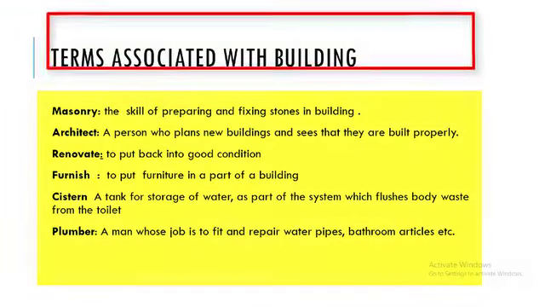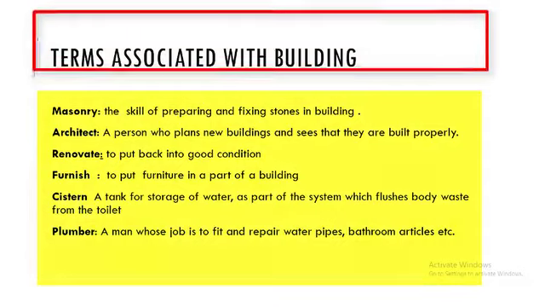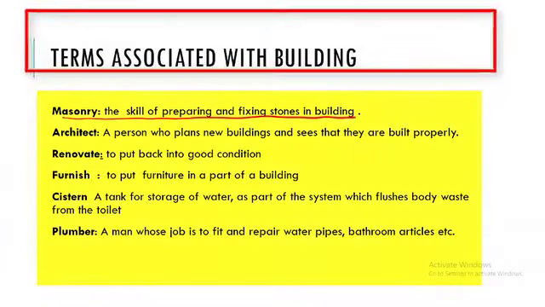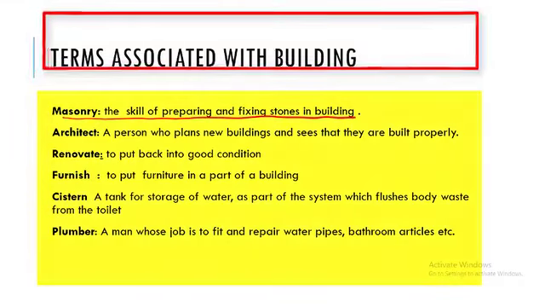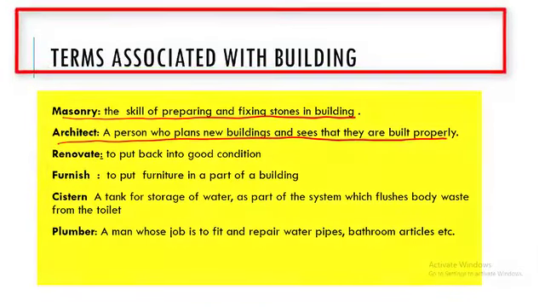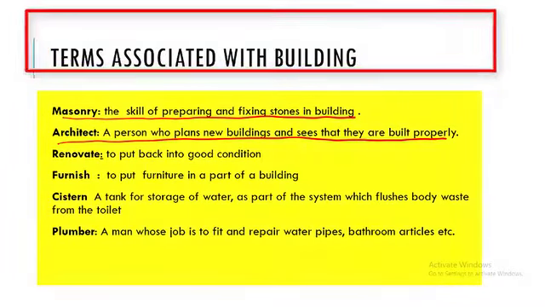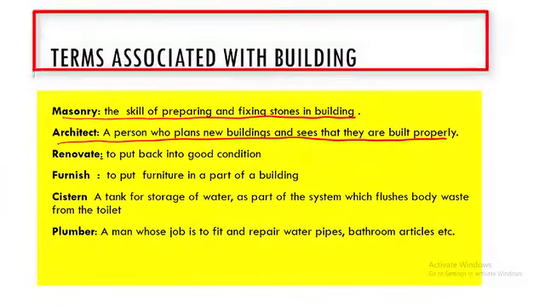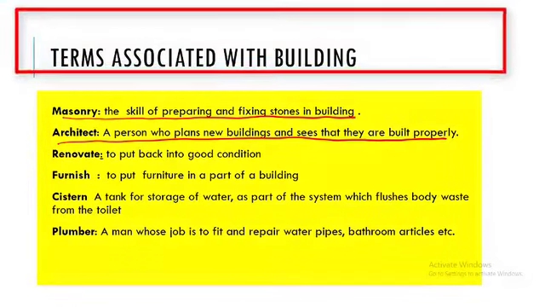Then we have masonry, the skill of preparing and fixing stones in buildings. That's what we call masonry, because I mentioned mason the other time when explaining scaffold. So you may wonder what is masonry: the art or skill of preparing and fixing stones in building. Then we have an architect. An architect is one who is an expert in drawing up a building plan. He designs the building plan. So he graphically constructs the building on paper. That is who an architect is.